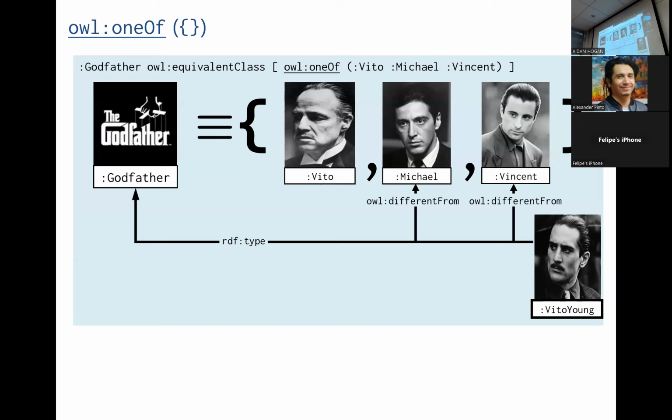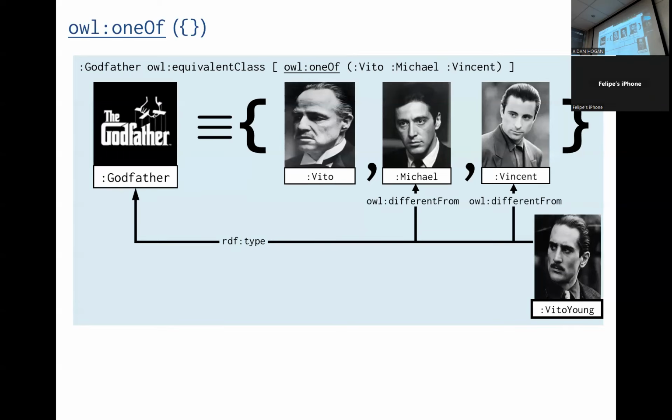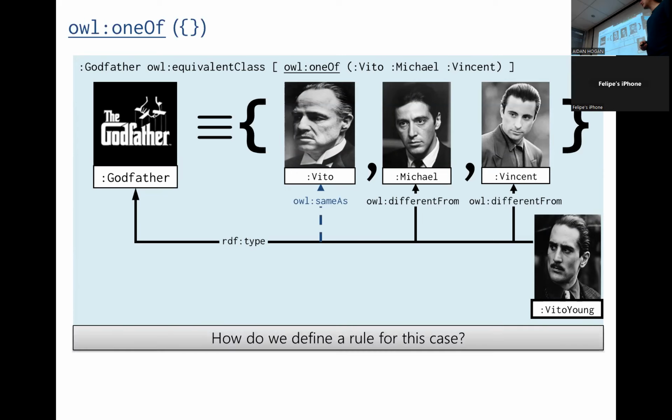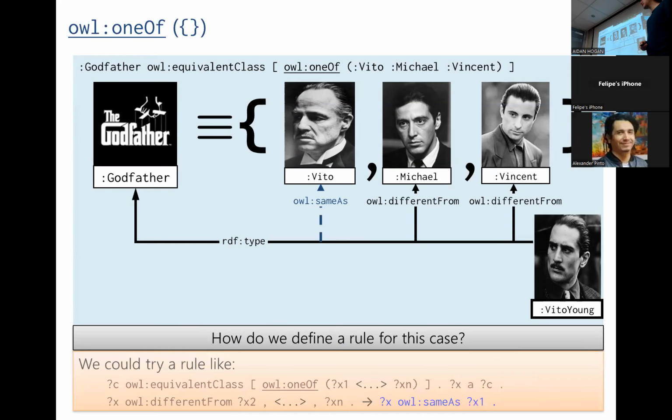However, if we knew that Vito Young was different from Michael, different from Vincent, and was a Godfather, what could we conclude? Must be Vito, the same as Vito, since we ruled out all the other possibilities. So we could try to define a rule that if someone is an instance of a class equivalent to a one-of, and we know it's different from all but one of the elements of the one-of, then it must be the same as that one. But it's quite difficult.